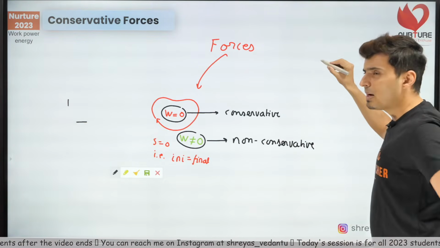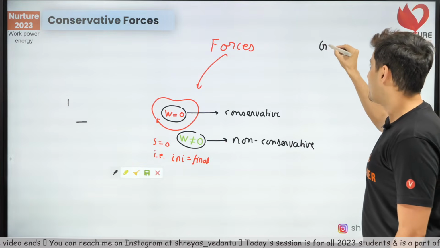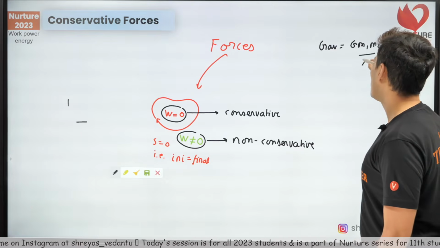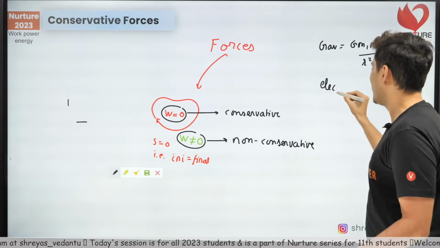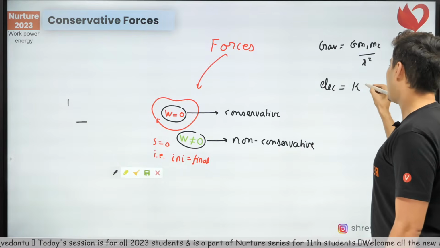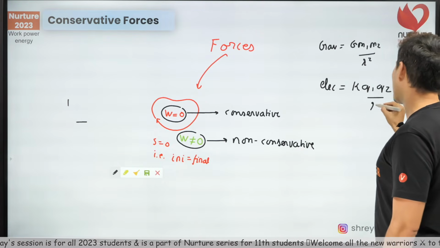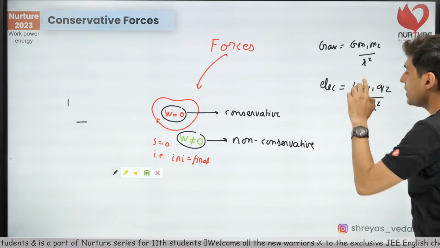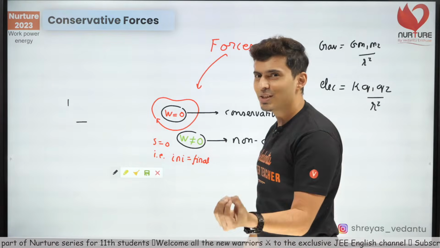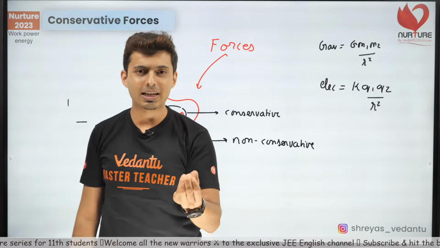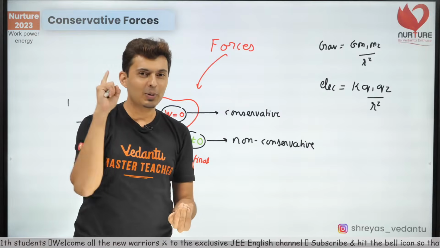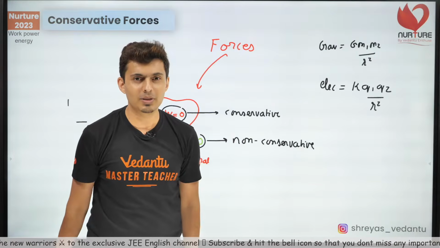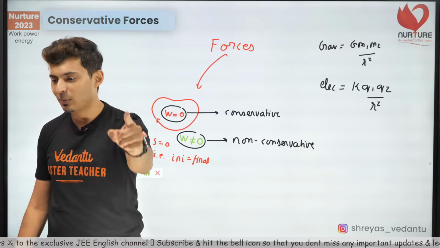Now, if you remember from your 9th and 10th grade, gravitational force is G m1 m2 divided by r square. You will see in 12th standard, electric force is K q1 q2 by r square. Instead of mass, you have charges. Instead of gravitational constant, you have Coulomb's constant. So the nature of gravity and electrostatic must be similar. So if gravitational force is conservative, shouldn't electrostatic force be conservative? Think about it and let me know.